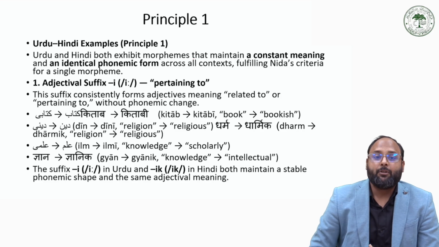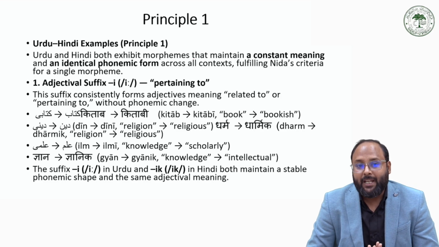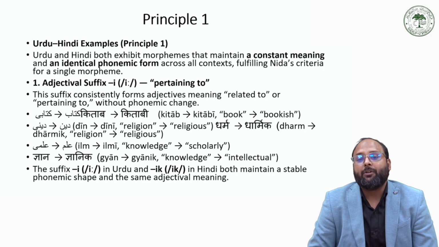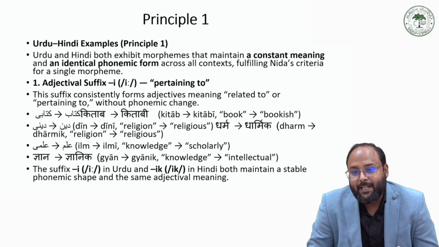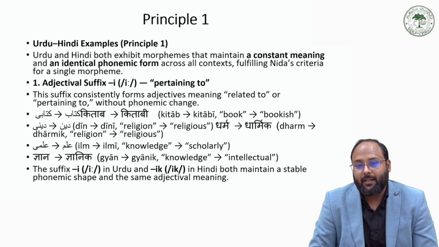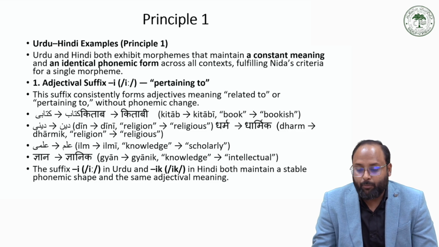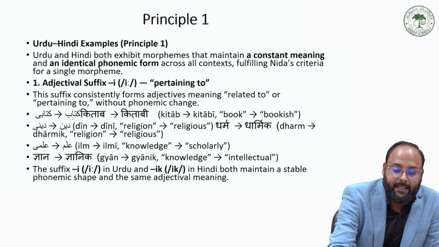And now we have some Urdu Hindi examples. They have the identical phonemic form, and they give the same constant meaning in all their occurrences. So this is principle one for identification of morphemes. So the first morpheme in Urdu is E.